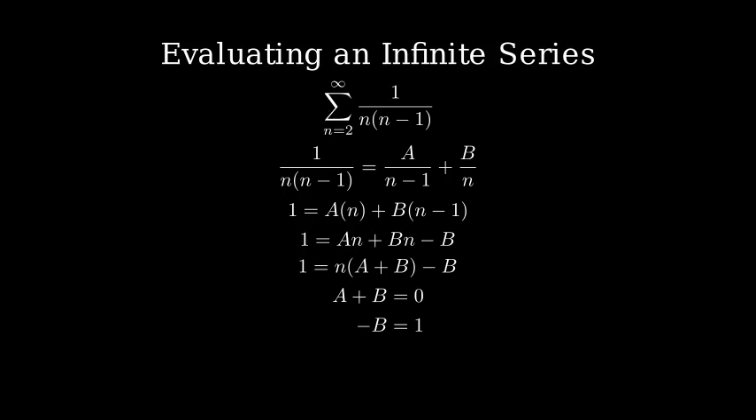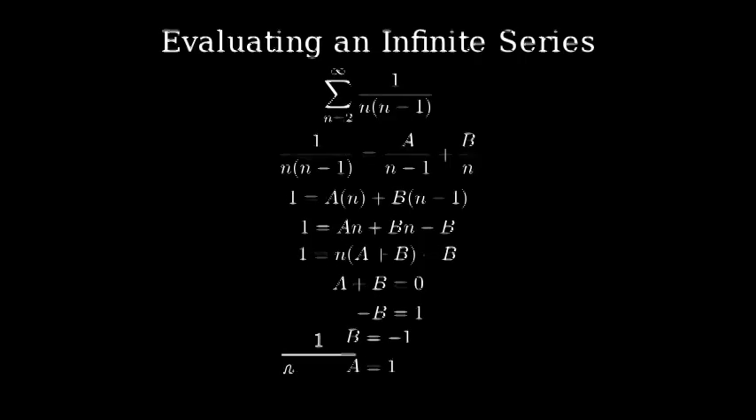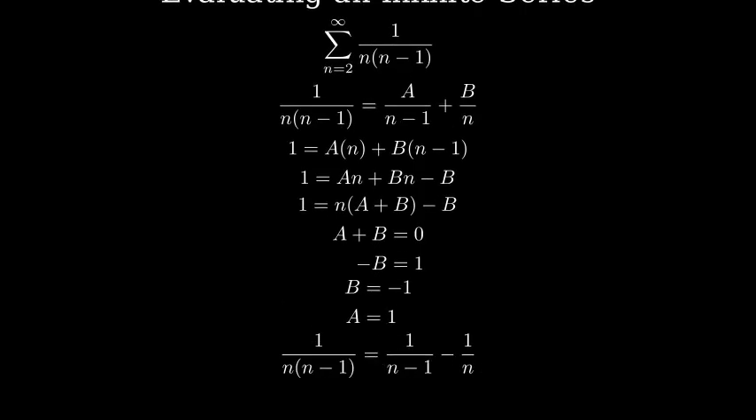This gives us a system of equations: A plus B equals 0 and negative B equals 1. Solving this system, from the second equation, B equals negative 1. Substituting this into the first equation, A plus negative 1 equals 0, so A equals 1. Therefore, our partial fraction decomposition is 1 over n times (n minus 1) equals 1 over (n minus 1) minus 1 over n.